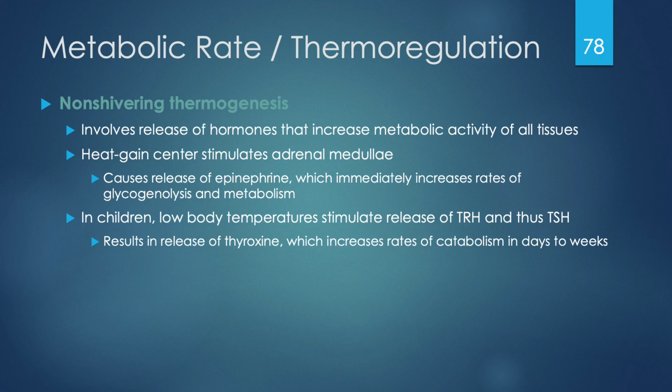In children, if they have low body temperatures, that can also stimulate the release of other hormones, for example, TRH and therefore TSH, which is thyroid stimulating hormone. So the result will be that you have a release of thyroxine, which will then increase the rate of catabolism, but it does take days to weeks for this to work.